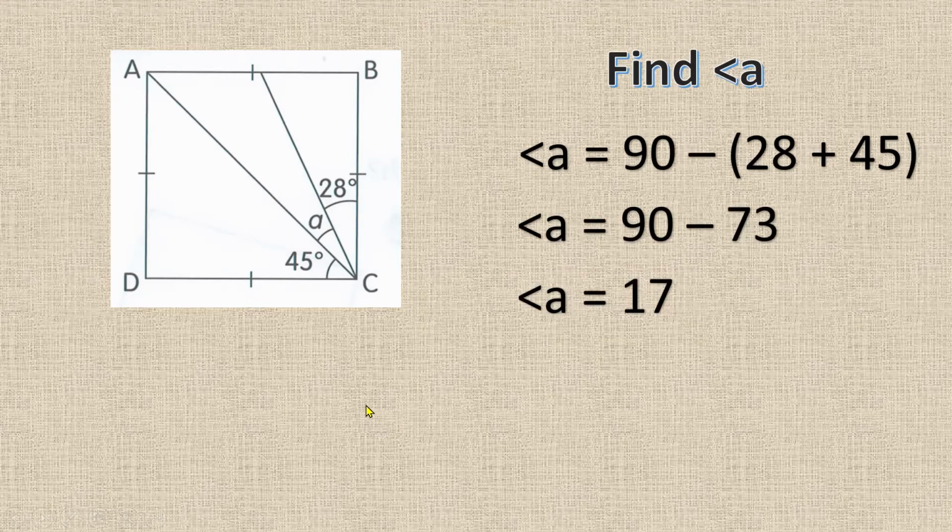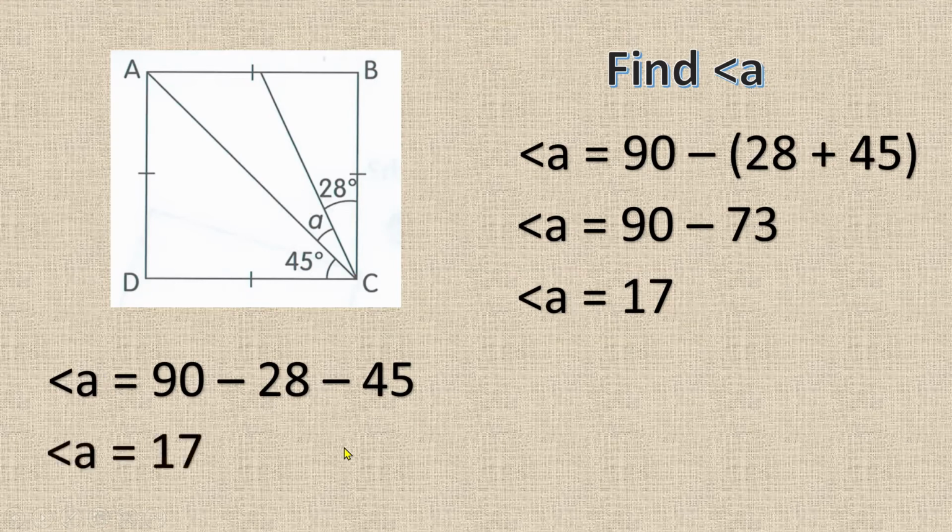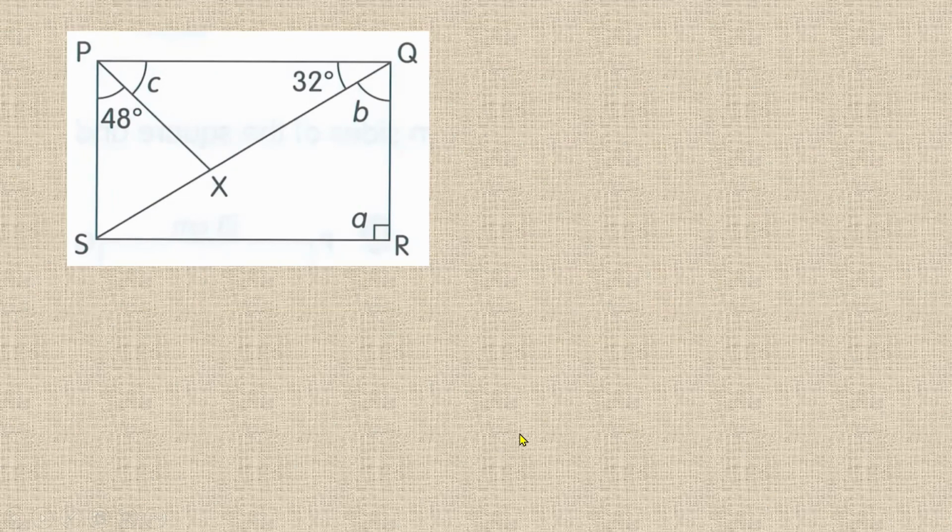There's another way that we can find angle A. We just have to subtract 90 minus 28 minus 45. And we will get the same answer, which is 17. How about this example?